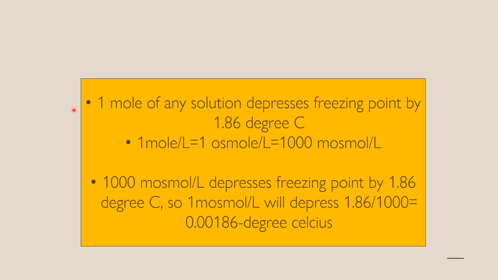It is seen that if we dissolve 1 mole of any substance in any solution, the freezing point depression becomes 1.86 degrees centigrade. So 1 mole per liter or 1 osmole per liter, that means 1000 milliosmole per liter. So we can say 1000 milliosmole per liter concentration of a solution depresses the freezing point by 1.86 degree.